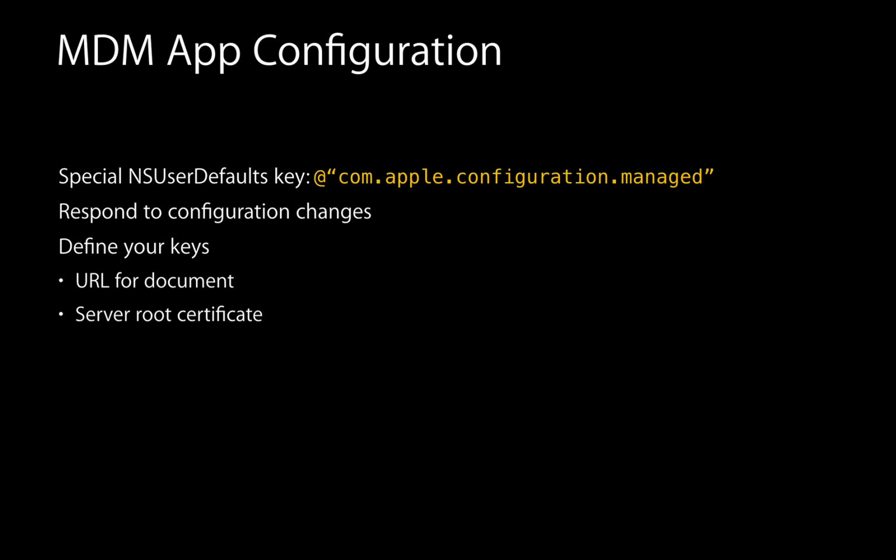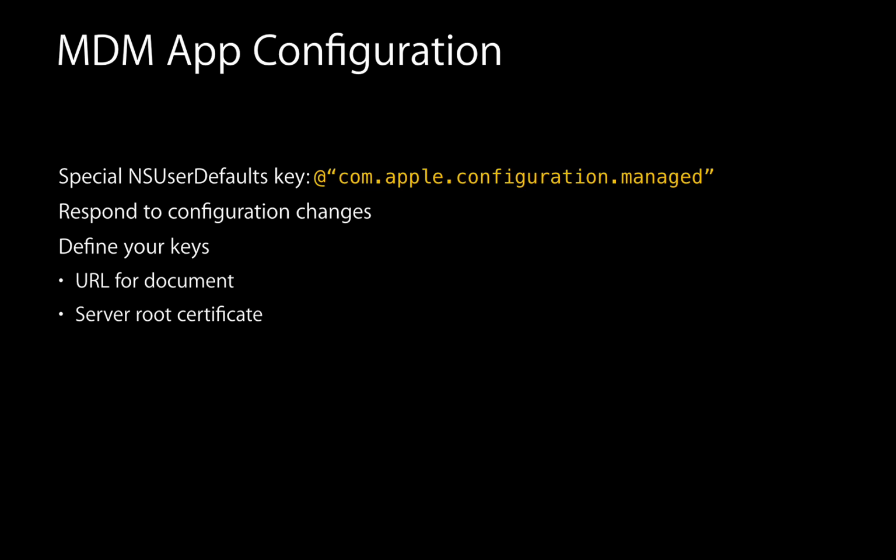Your app can then respond to configuration changes. So why do you want to do this? Well, what's the first thing that you want to do when you install an app? You want to configure its URL, probably. You hit some server. You may have an app that is deployed in more than one branch of your business, and you want to configure it for that particular location.